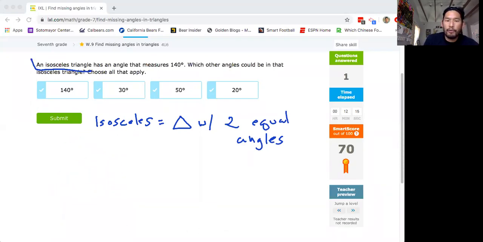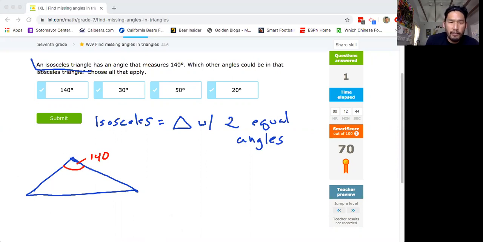So if you have a triangle with 140 degrees, like a big wide angle, it looks something like this. And I'll put that 140 degree angle at the top. Right here. This thing is 140 degrees. Then what could be the missing angles?